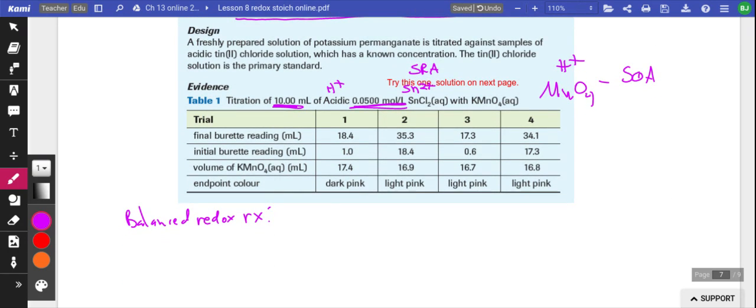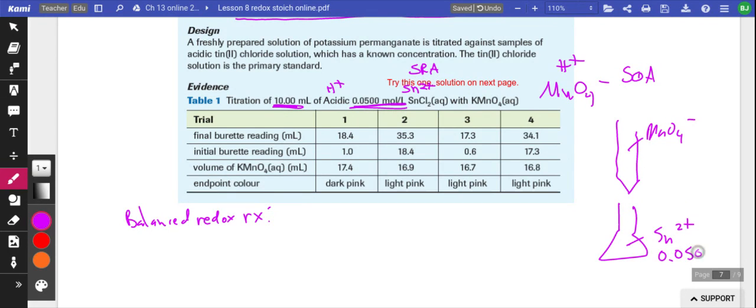And then if you're feeling super confident, you can try the stoichiometry for this one as well. MnO4 minus and our tin 2+. This is our standard. We know its concentration. This is the one where we don't know its concentration. Unknown. So this is what we're trying to figure out.